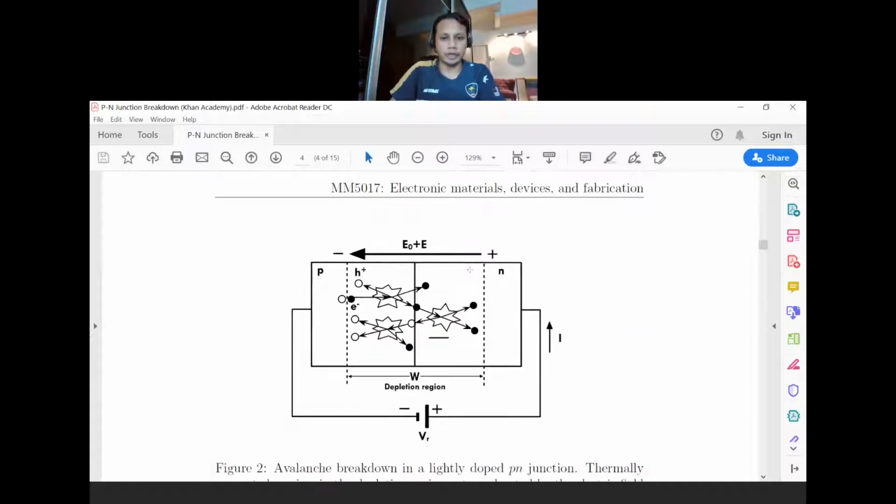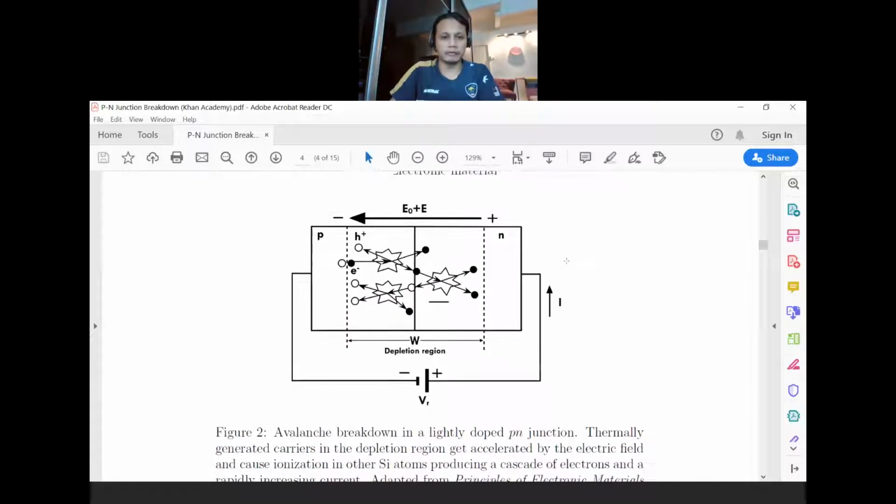So let's move on to the next page on this PDF. You can see a schematic there. The first mechanism is called avalanche breakdown, and the second mechanism is called Zener breakdown.